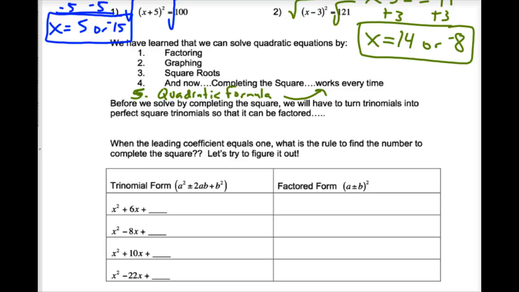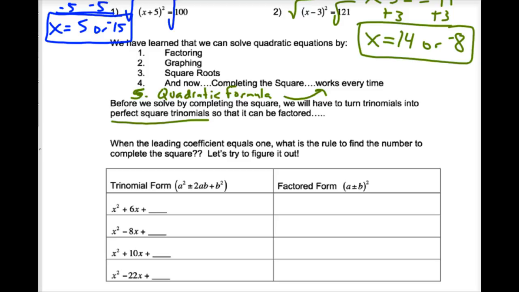All right, before we solve by completing the square, what you have to do is turn trinomials into perfect square trinomials. $10 if you could tell me what a perfect square trinomial is. Oh, the formula thing? Yes. Go ahead, Kevin. A squared plus or minus 2ab plus b squared. Okay, Kevin. Yeah, thanks, Kevin.